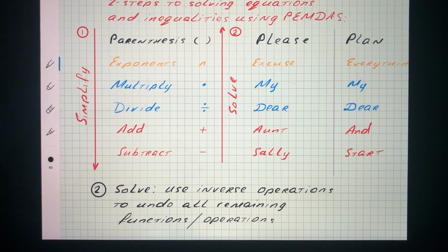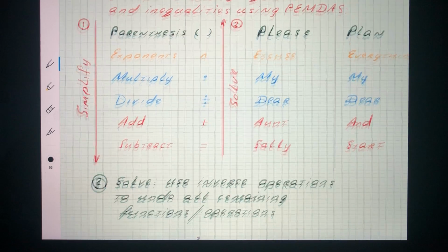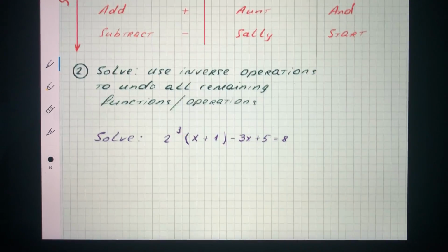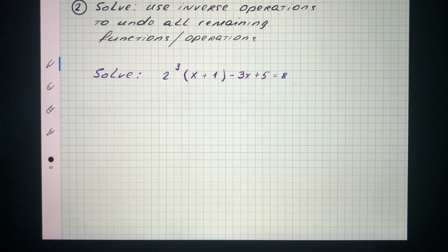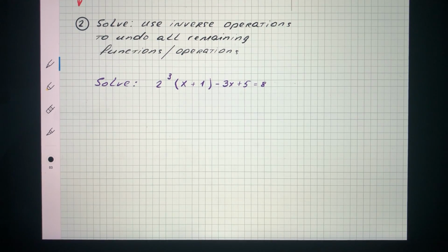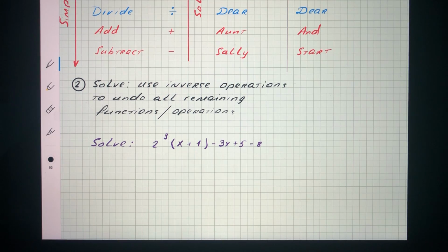So now let's use this order of operations, the two-step process, to solve an equation. So here is an equation, and it has a few steps, a few things in it. And let's use the order of operations to go through it. So the first step is to simplify. So we begin with parentheses. So here is the order of operations.